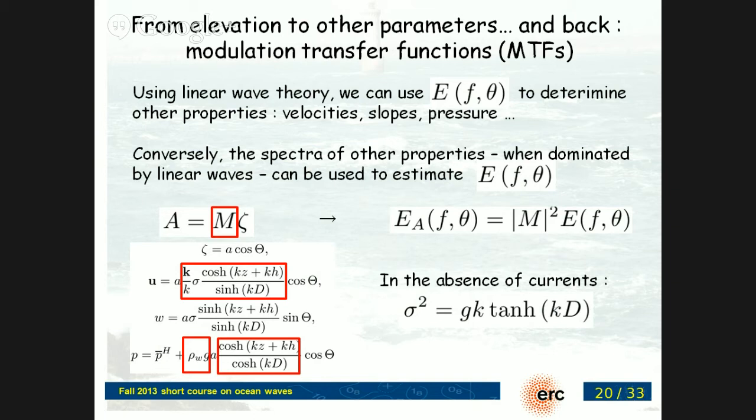And of course, when you're doing measurements, it's actually very difficult to measure the elevation. So most of the time, you actually measure the acceleration, the pressure, the velocity. So usually you do that in reverse. You actually invert this relationship to go from your measurement to the actual wave spectrum. Okay.